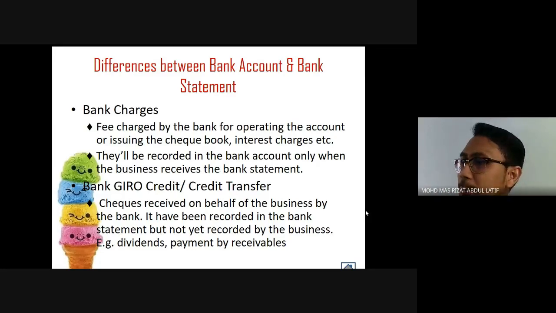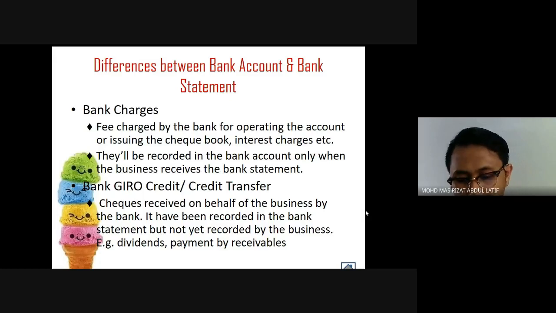Sekarang dia pakai sistem apa ni, kalau you pakai CIMB ke apa, dia pakai DuitNow. Pernah dengar tak DuitNow? Pernah. Itu samalah, itu adalah credit transfer, sistem credit transfer. Okay, DuitNow dia cakap kan. Itu dia contoh. So kebanyakannya adalah duit masuk.